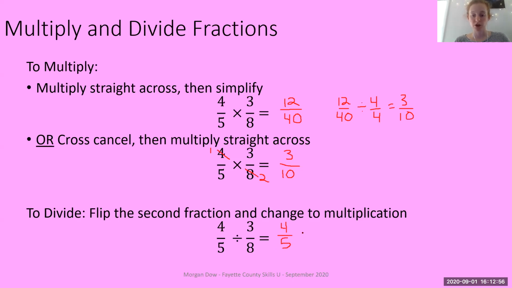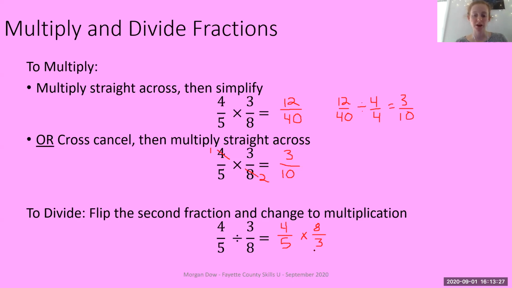So the 4/5 will stay the same. And now the division is going to change to multiplication. And that second fraction is going to flip. So we're going to take the inverse, the reciprocal, really, is what it's called. The reciprocal of 3/8 is 8/3. So we take the reciprocal of the second fraction, we flip the second fraction, the division changes to multiplication, and now it's just a multiplication problem.